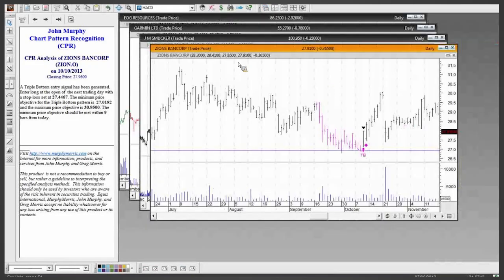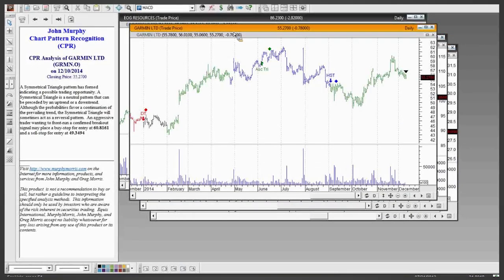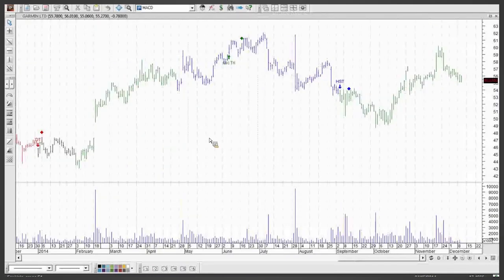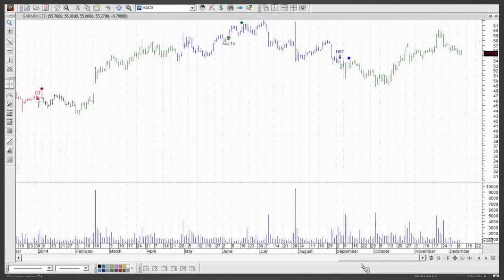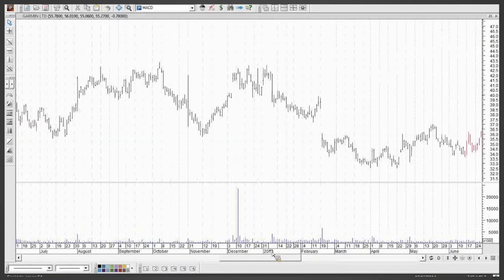Now what we're going to do is go back to one of our other charts here. Let's take a look at what we haven't looked at. Ooh, we have multiple patterns on Garmin. Okay, let's take a look. Let's close that. So looking here, we have multiple patterns within a short period of time. This is actually a pretty volatile instrument.